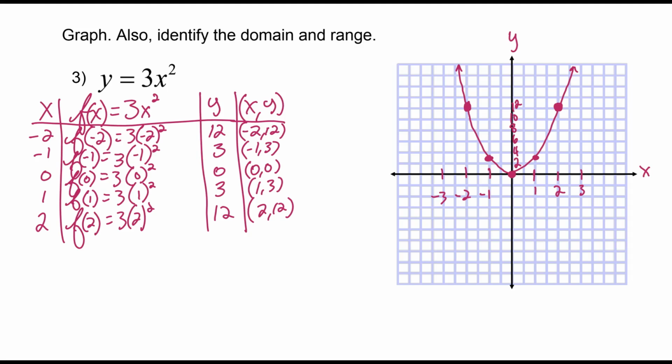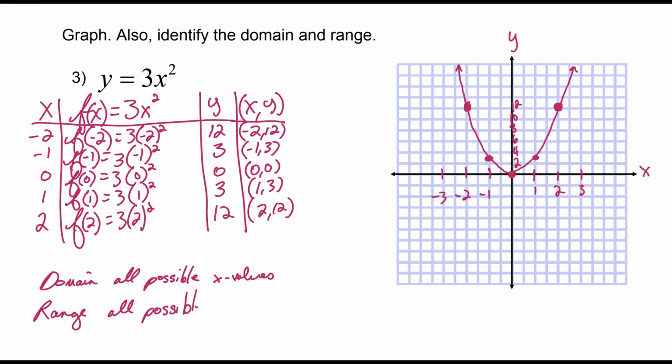Let's talk about domain and range, okay? So your domain are all possible x values. Your range are all of your possible y values. So we need to talk about the end behavior, as we need to talk a little bit more about these arrows that I've been having you draw on the ends of your graph. Okay, these arrows up here.